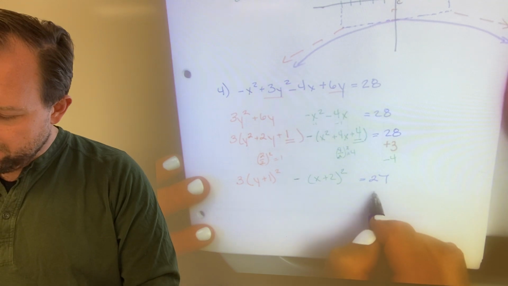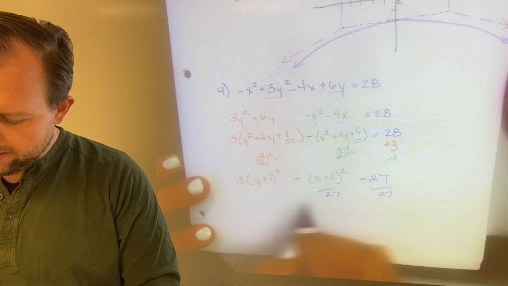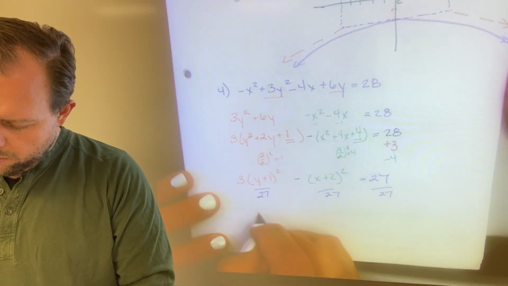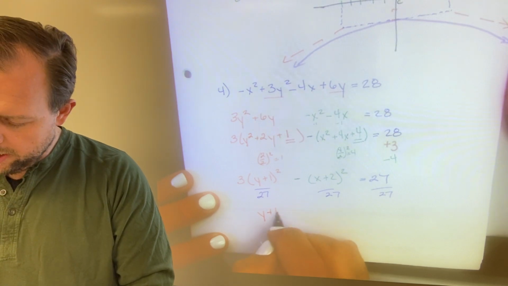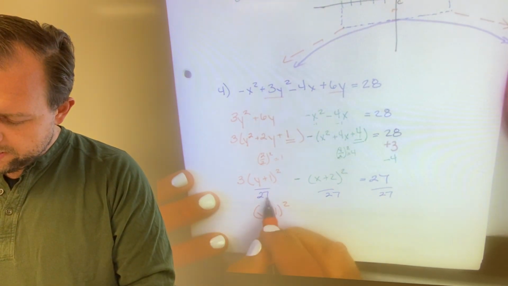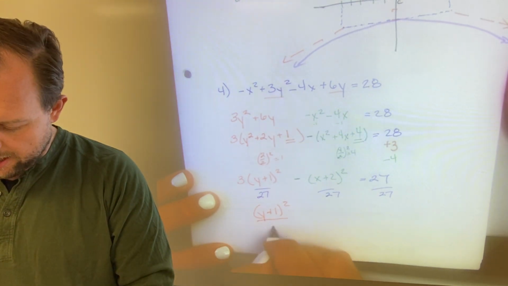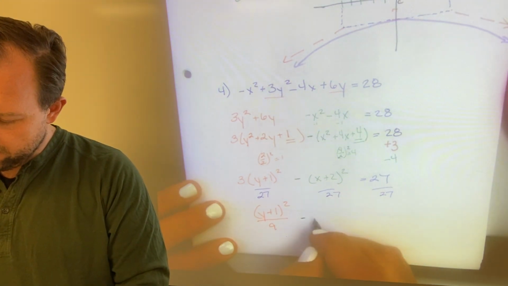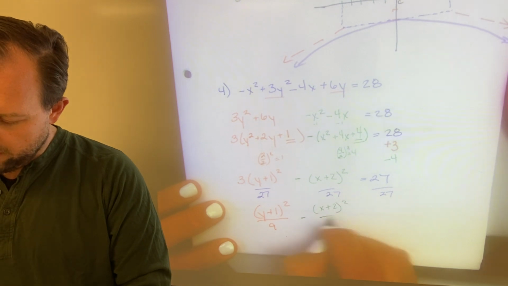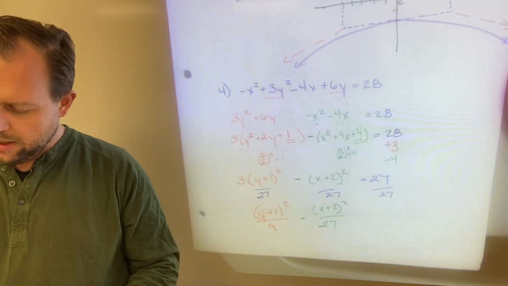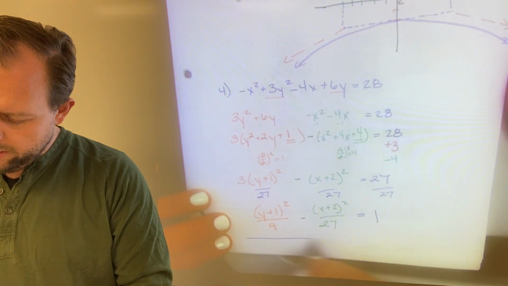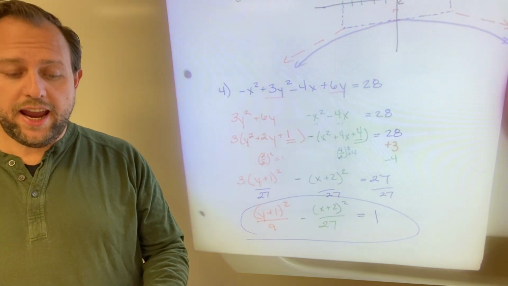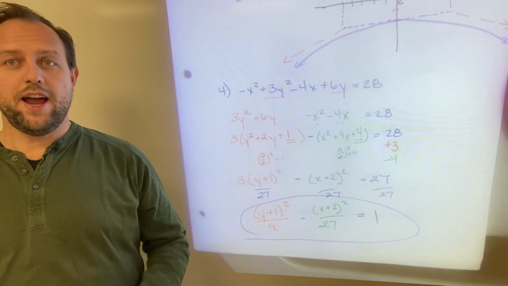Remember, we can't leave the 27 over there, so we've got to divide everything by 27. And we're left with y plus 1 quantity squared. 27 divided by 3 is 9 left on the bottom. Minus, there's nothing to reduce here, so it's just the x plus 2 quantity squared over 27, and that equals 1. So we wrote it in standard form. Yay! Now we can graph that.